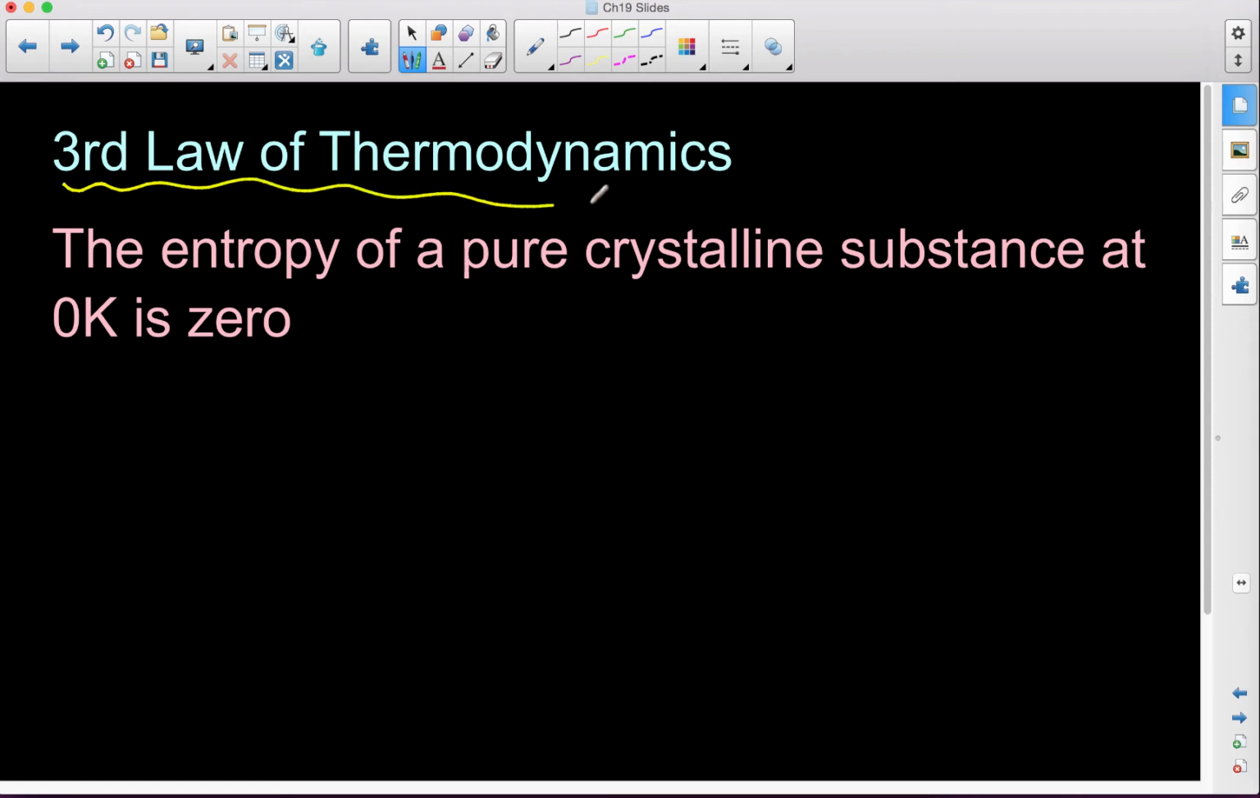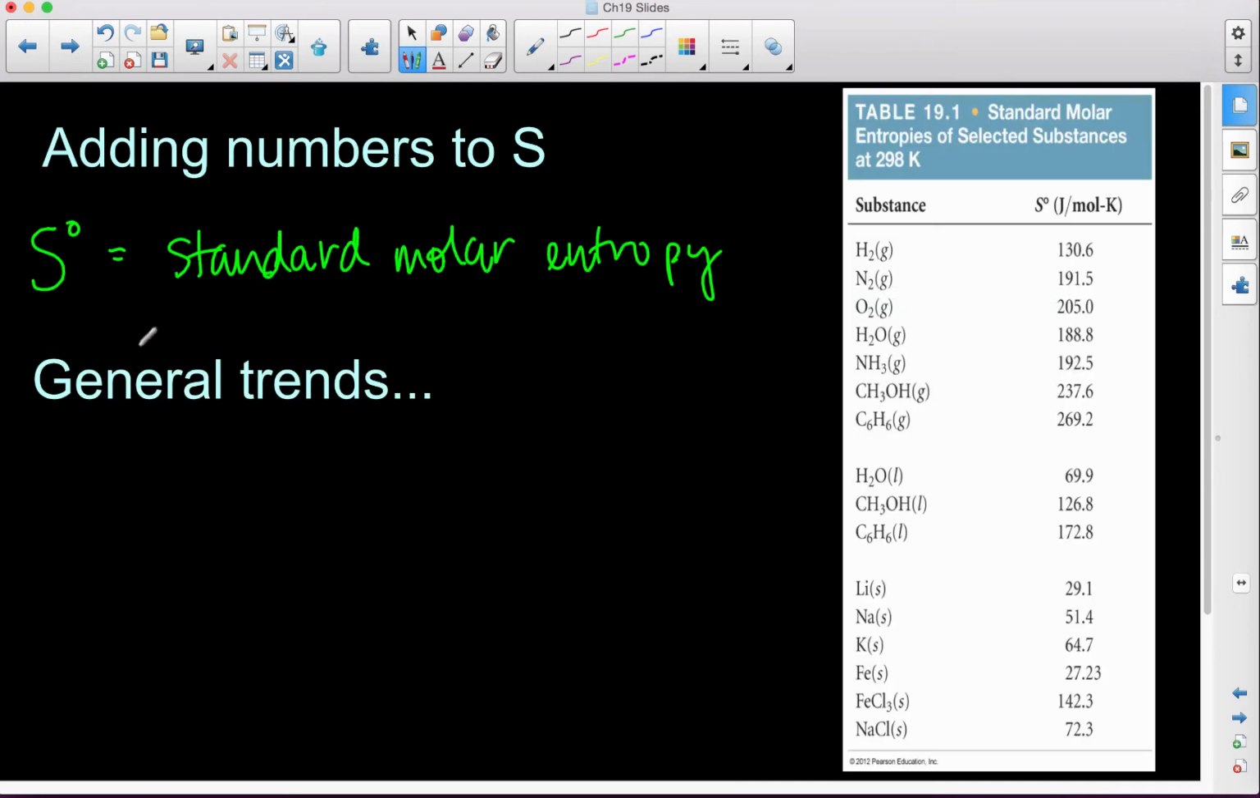The third law of thermodynamics says that the entropy of a pure crystalline substance, meaning a pure substance, not a mixture, at 0 Kelvin, absolute zero, is 0. So the first law states that energy is conserved. The second law states that the entropy of the universe increases for a spontaneous process. The third law says that the entropy of a pure crystalline substance at 0 degrees Kelvin is 0. Now, this one has direct importance because this is how we quantify entropy.